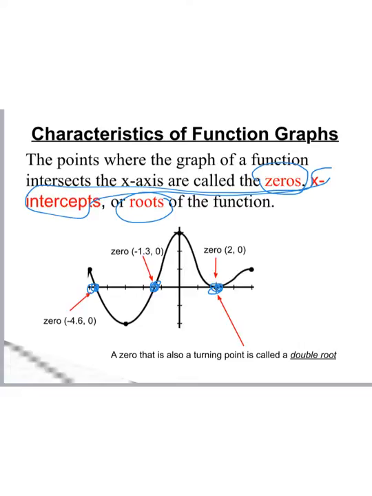The other thing that you want to pay attention to is the turning point, where it hits the x-axis and then it turns and goes the other direction. That's going to be considered a double root, and we'll talk about that more when we look at some factoring.